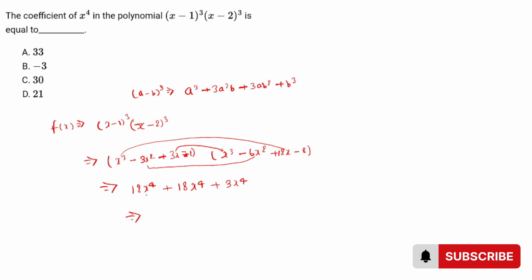Add the values: 12 plus 18 is 30, and 30 plus 3 is 33. So 33x to the power 4, and the coefficient is 33, which is the answer to this question. These are the options and the answer.